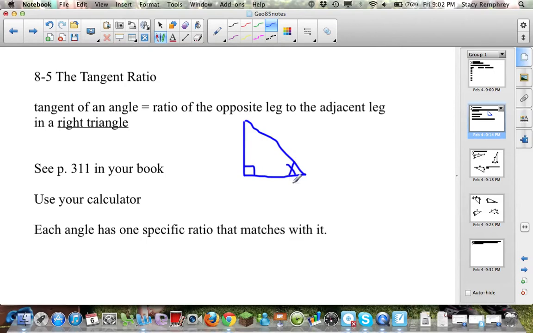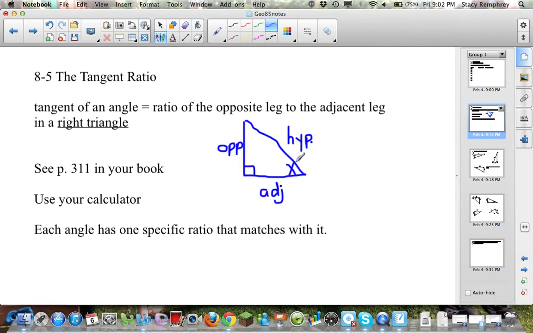It depends on the position of this angle for where you determine opposite and adjacent. The hypotenuse is always the hypotenuse, so never consider that opposite or adjacent. So here's the angle we're going to talk about. If you go opposite it, here's your opposite. And the adjacent is always going to be the leg of the right triangle that helps to make the angle we are looking for. So this is our adjacent.